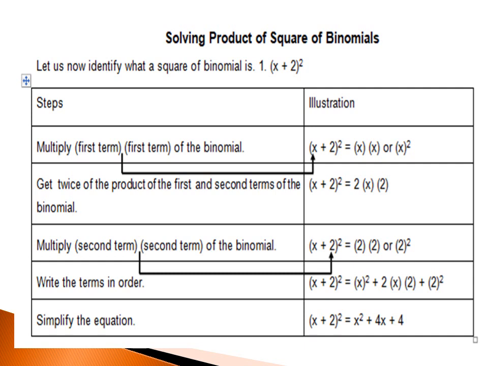Second, get twice the product of the first and second terms of the binomial. So we have 2 times x times 2. Third, multiply second term times second term of the binomial. So we have 2 times 2, or 2 squared. Write the terms in order. So we have the quantity of x plus 2 squared is equal to x squared plus 2 times x times 2 plus 2 squared. If we simplify the equation, we have x squared plus 2 times x, that is 2x, times 2, that is 4x, plus 2 raised to 2 is equal to 4. So the answer is x squared plus 4x plus 4.